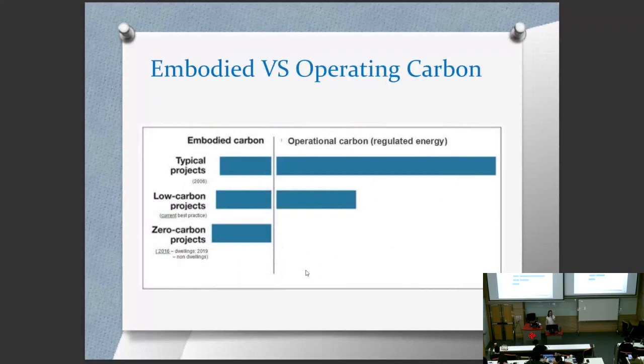Okay, so for a typical project, the operating carbon is usually much larger than the embodied carbon. And for a low carbon project, probably the operating carbon will be much smaller. And if it is a zero carbon project, then the operating carbon will be net zero. So maybe there is some on-site renewable energy generating plant, maybe PV panels and so on, such that the net operating carbon will be zero. Okay? So just some general recommendations.